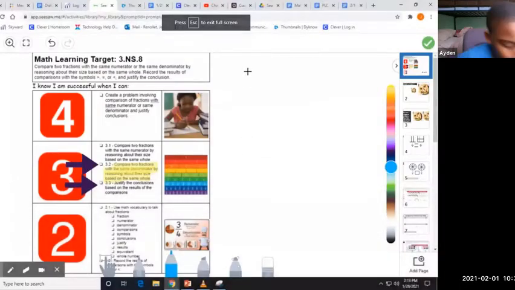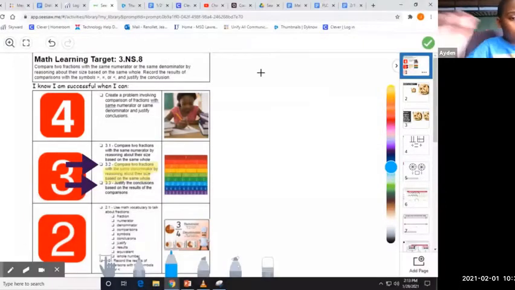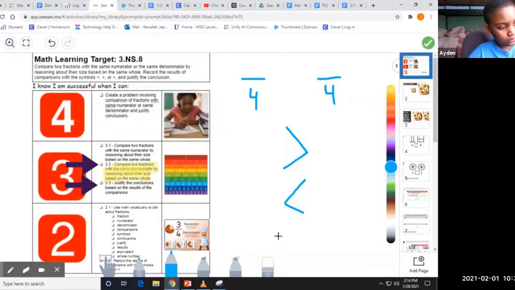Today we are going to compare two fractions with the same denominator by reasoning about their size based on the same whole. To compare, we will use two fractions with the same denominator. To compare fractions, we will also use our comparison symbols like greater than, less than, and equal to.